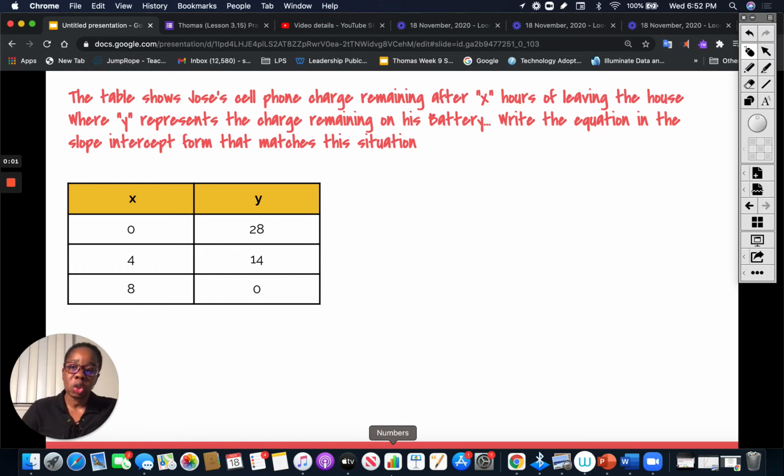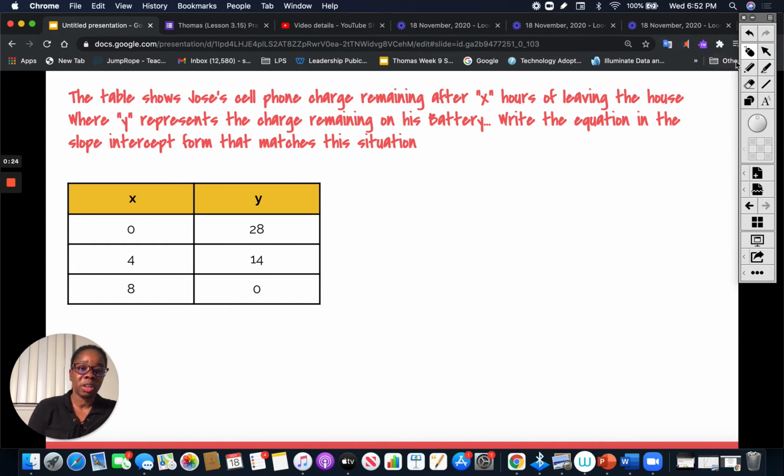The table shows Jose's cell phone charge remaining after X hours of leaving the house, where Y represents the charge remaining on his battery. Write the equation in the slope-intercept form that matches this situation. So, generally, when we have a table of values, first of all, what is the slope-intercept form?